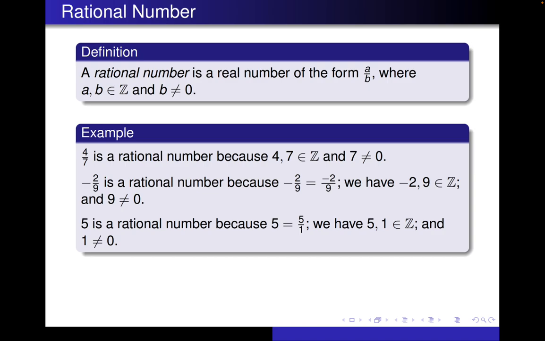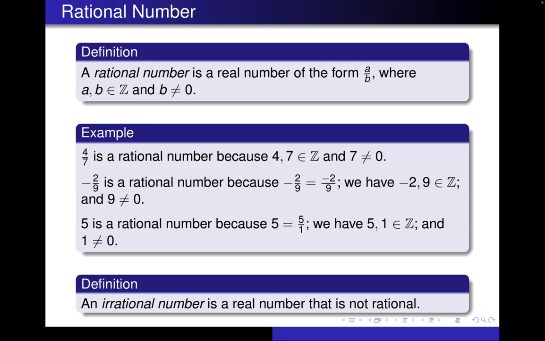But of course, the real numbers don't just contain the rational numbers. They also contain some other ones, and those are the ones we call irrational numbers. So an irrational number is a real number that is not a rational number. It is completely defined by not being a rational number.